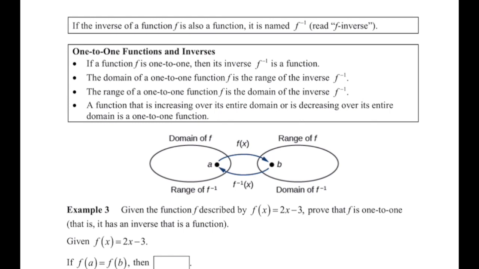We read a function and its inverse of f with that -1 up top, and we read it as f inverse. If a function is one-to-one, then its inverse is also a function. The domain of a one-to-one function is the range of the inverse, and the range of a one-to-one function is the domain of the inverse. A function that is always increasing or always decreasing is also one-to-one. And I have a little visual of the domain and the range based on which one it is.